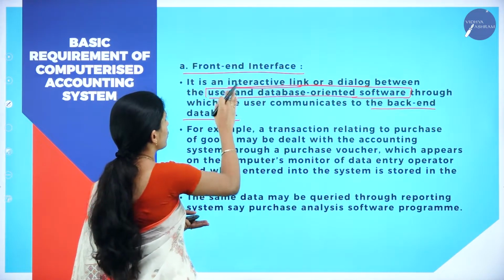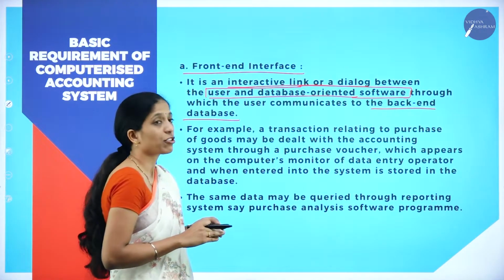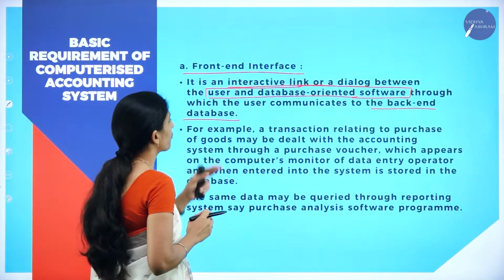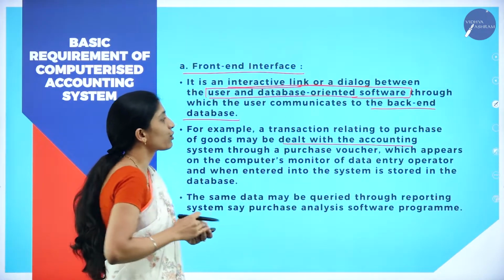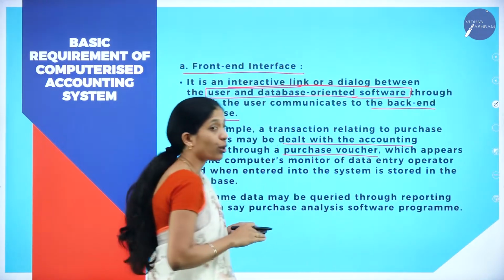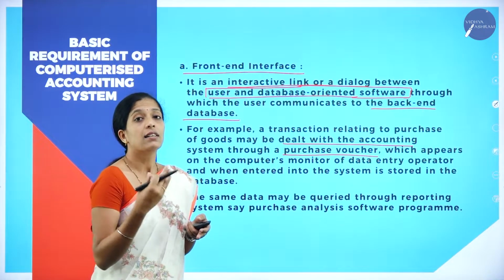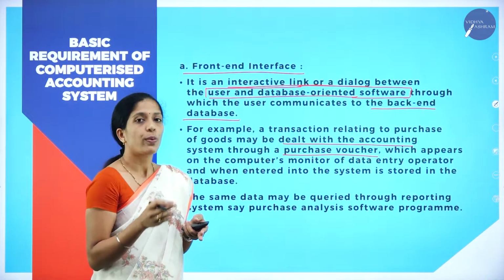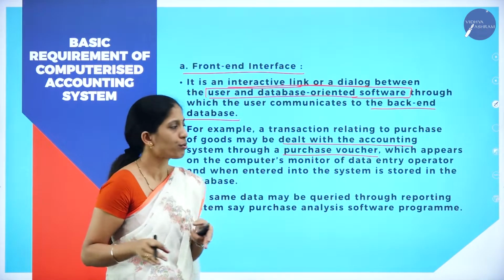So that is known as what? Front-end interface. For example, a transaction relating to purchase of goods may be dealt with in the accounting system through the purchase voucher. So we know about it. The purchase voucher always acts as evidence, so we will call it a documentary evidence. While recording the transactions in the purchase book, we need the purchase voucher.